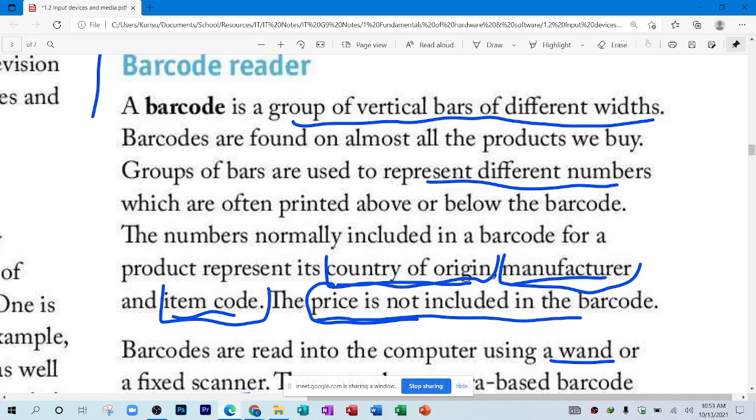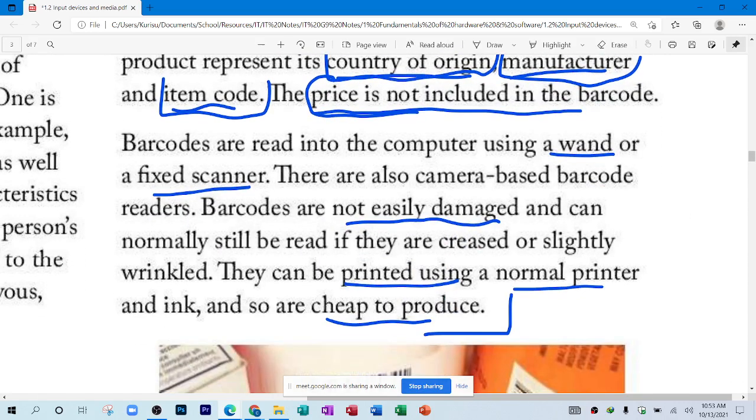So information in the barcode would usually be information that does not change often. And that's going to include the item code, country of origin, who made the product, and any other information that might be necessary and does not change regularly. So it would be in the barcode. Now we have two types of barcode. We have the wand barcode and we have the fixed scanner.